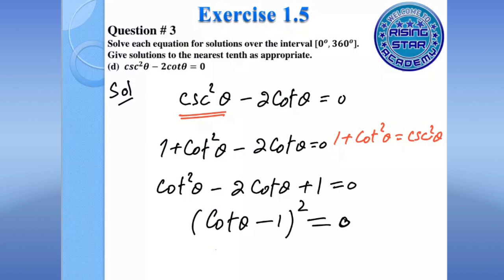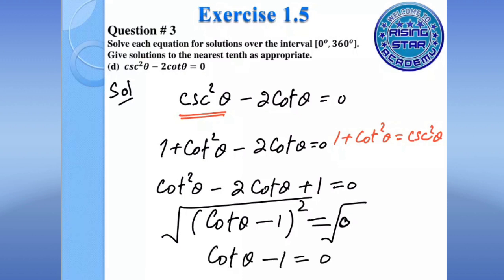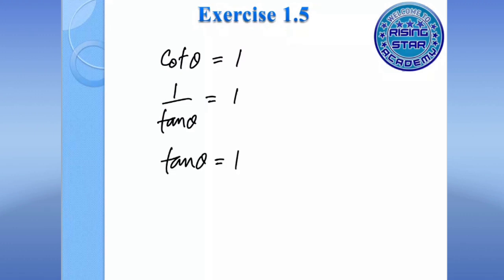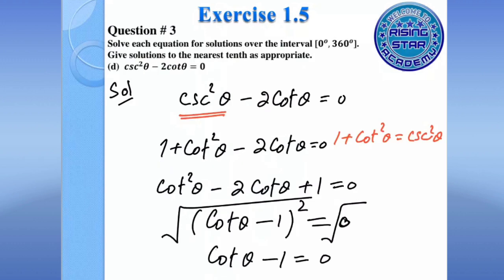The other way is I can use the calculator to find the roots, but first of all I will solve by this way. So I will take the square root on both sides. So I have cot theta minus 1 equals 0. In the next step I would write cot theta equals 1. Now I would change cot theta to 1 over tan theta equals 1. So tan theta equals 1 and alpha would be equal to tan inverse of 1, that is pi by 4. Okay, now I will show you by using the calculator.